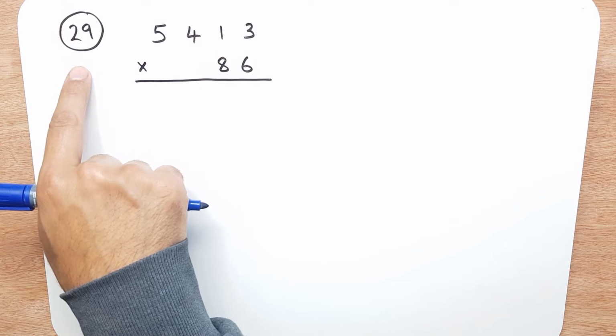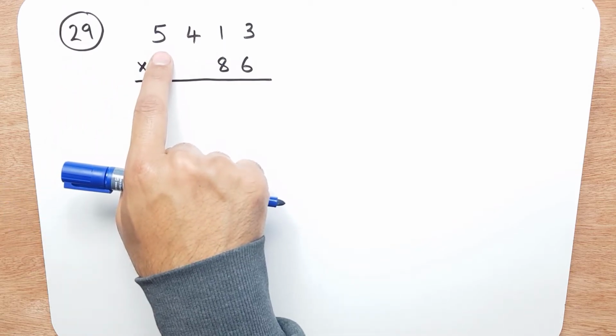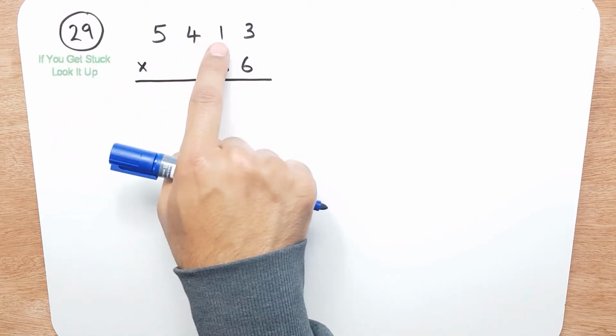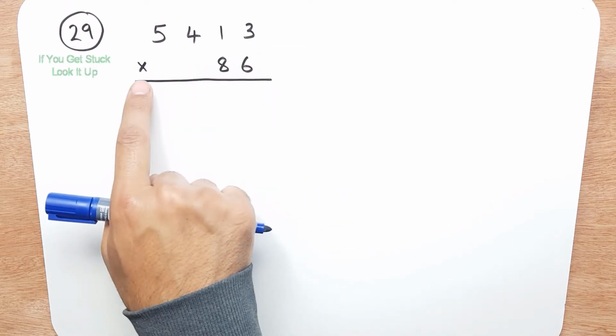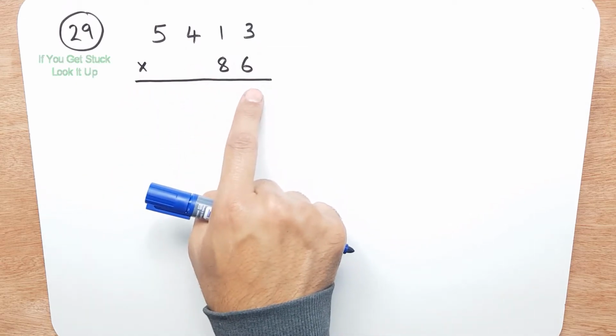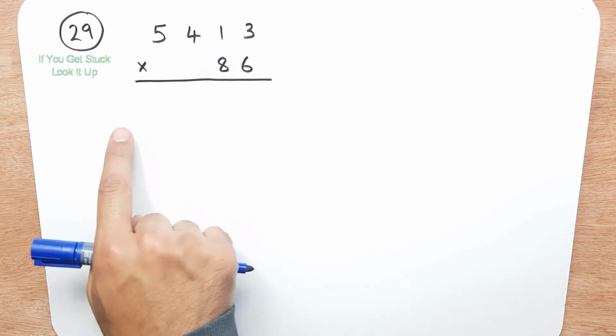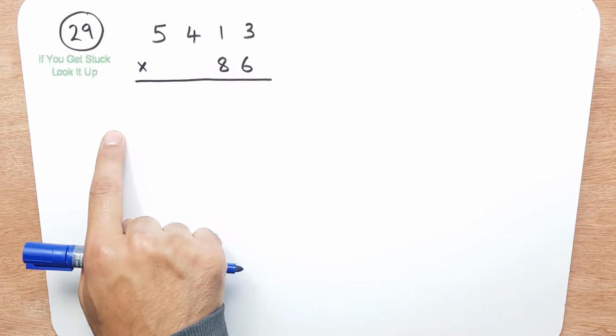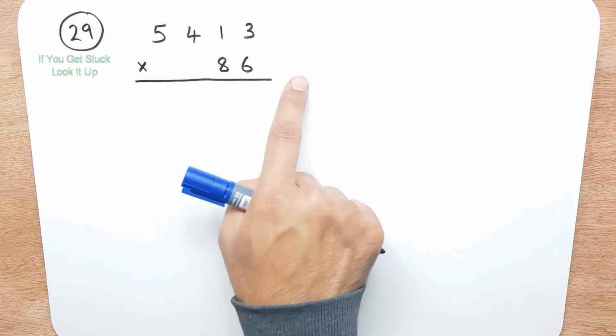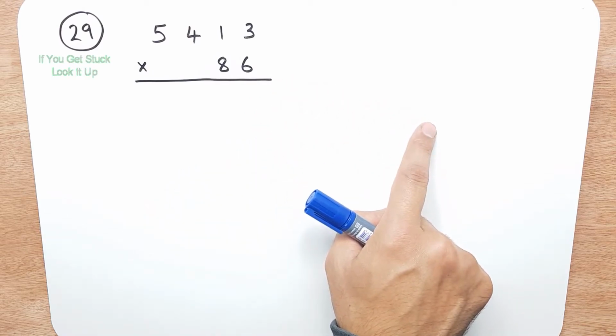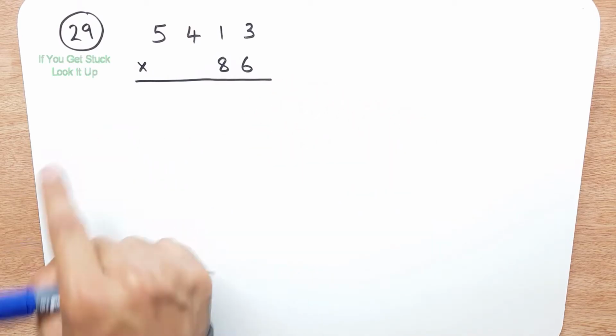In question 29, we have 5,413 times 86. So we can do this both ways, the traditional column multiplication and the grid method. So let me write that out again here.